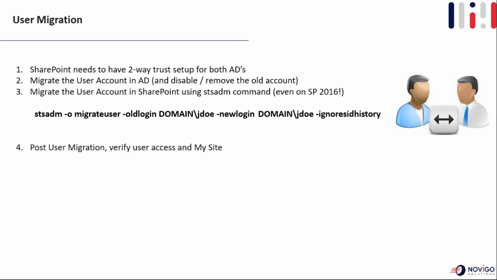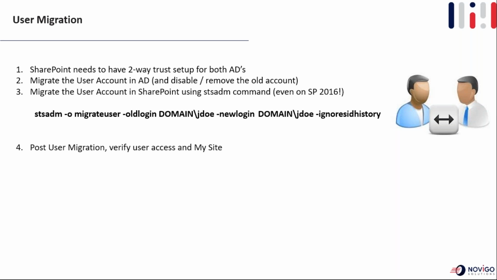So you need to migrate your user account in the Active Directory and disable the old account, or you can remove the old account. The reason is that if you do not disable the old account, the user is still able to log into your machines or on your SharePoint using the old credentials. Once you migrate the account in AD, you would want to migrate the user account in SharePoint using the STSADM command, even on SharePoint 2016. The command is pretty simple. You just run STSADM -o migrateuser -oldlogin domain/username and -newlogin domain/username.